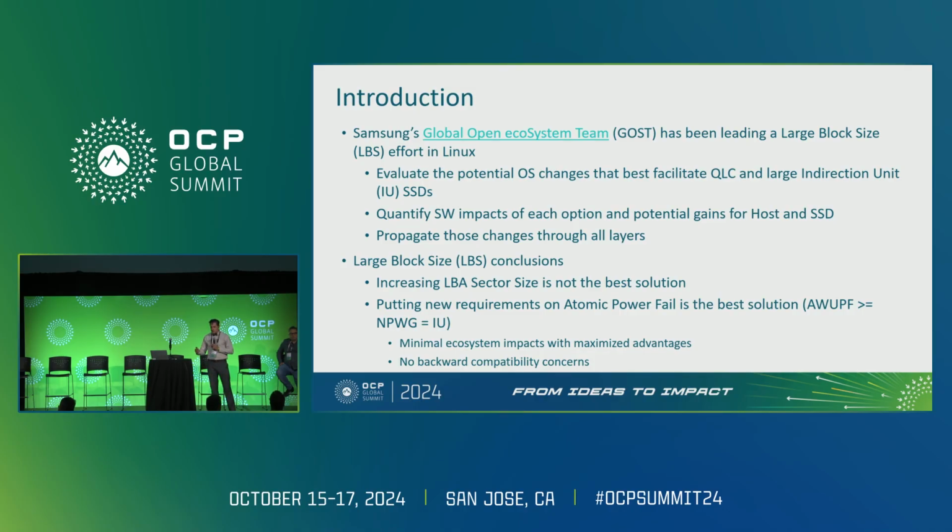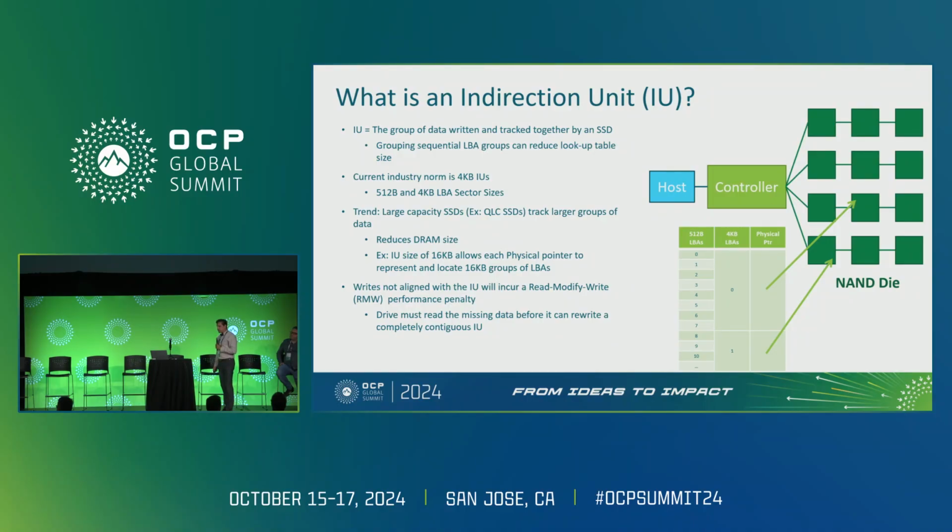And the end conclusion, which we're going to walk you through as we present, is that increasing the LBA sector size isn't really the best for the overall ecosystem. That was what we concluded. We'll present some of that reasoning. And we're actually recommending some new requirements on atomic power fail, specifically AWUPF, being larger than the indirection unit. So we'll walk through that as we present.